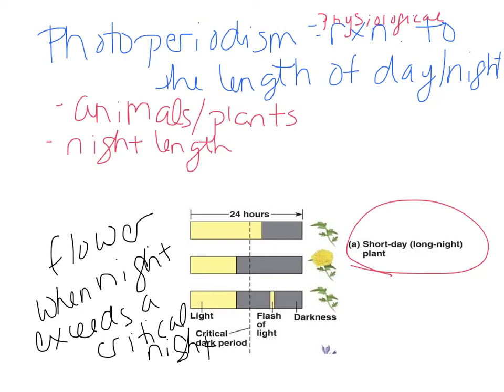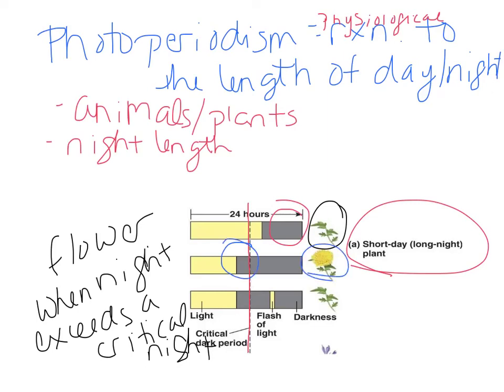Like a prolonged flash of light during that darkness time, they will not bloom. It will interrupt their flowering. So for example, here I've got a plant that's not flowering because here's my critical dark period, okay, and this one wasn't long enough. Okay. This second plant, though, exceeded the critical dark period, so I got my flowering.